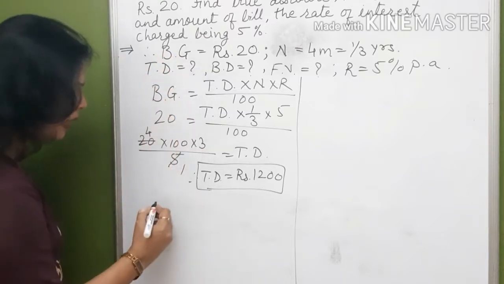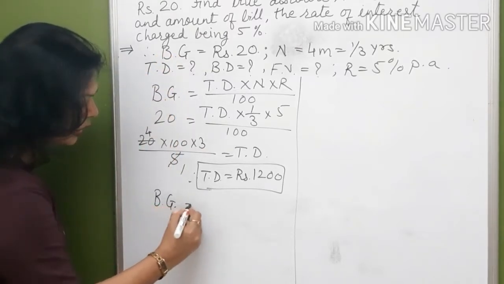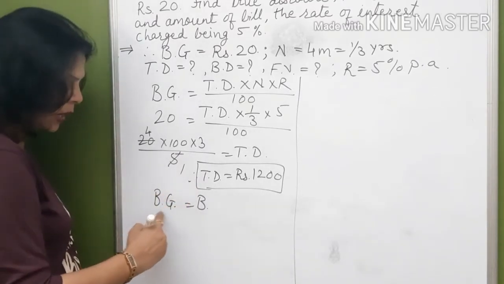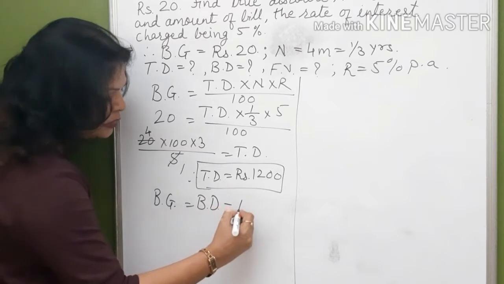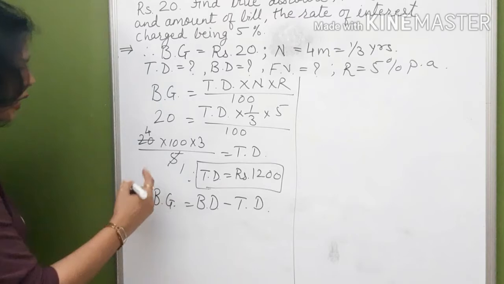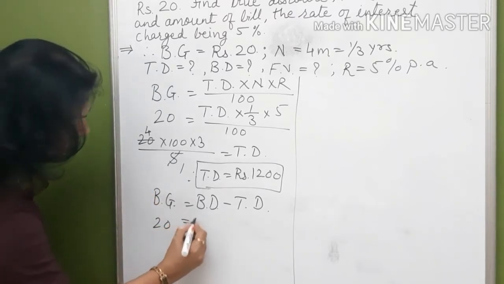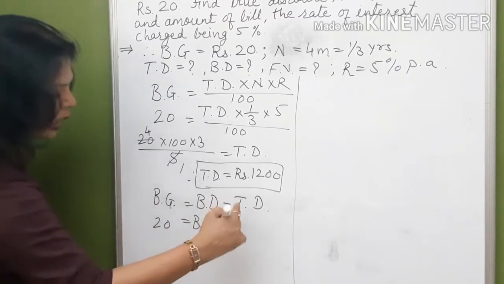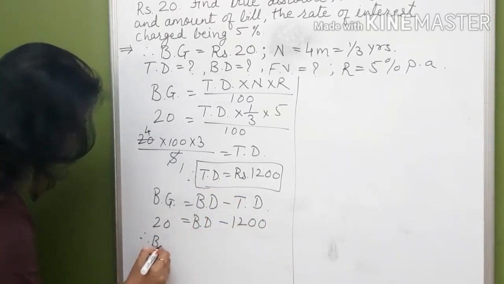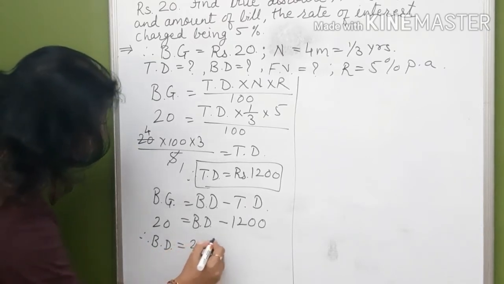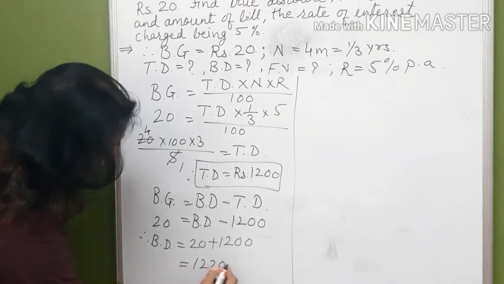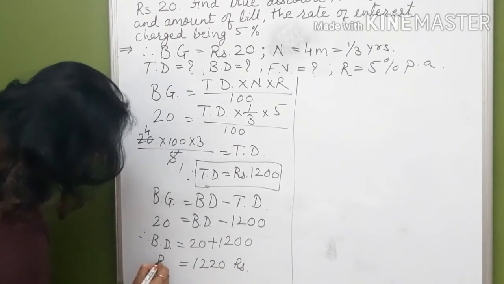Now we know that this banker's gain is nothing but the difference between banker's discount and true discount. So banker's gain is equal to banker's discount minus true discount. So substitute. Banker's gain is given 20, banker's discount we have to calculate and true discount we have got 1200. So therefore banker's discount is equal to 20 plus 1200, that is 1220. This is your banker's discount.